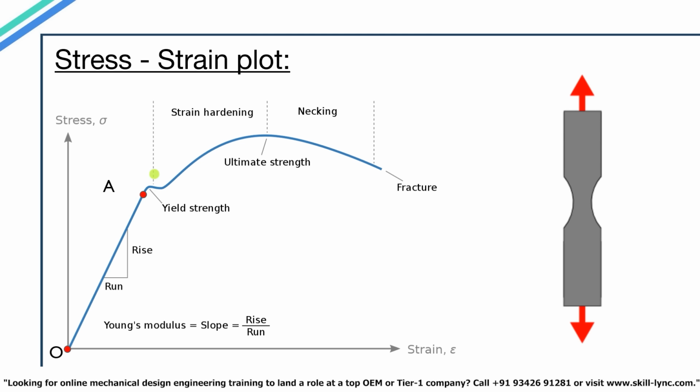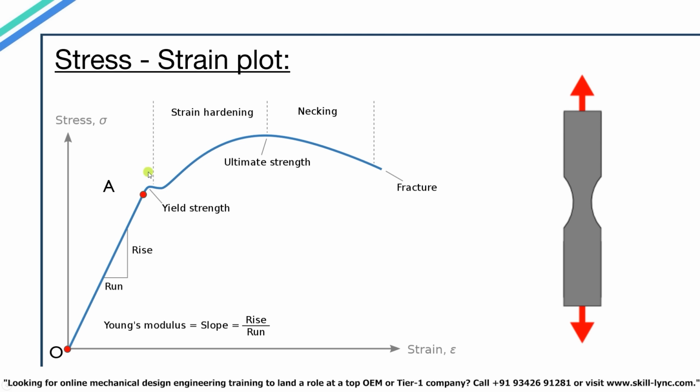Another thing to note is that as long as the strain in the material is between these points O and A, the deformations in the material are elastic in nature. This means that if the material has a strain value below point A, then if you remove the load, the material will go back to its original shape. Similar to how a rubber band goes back to its original shape once you stop stretching it.